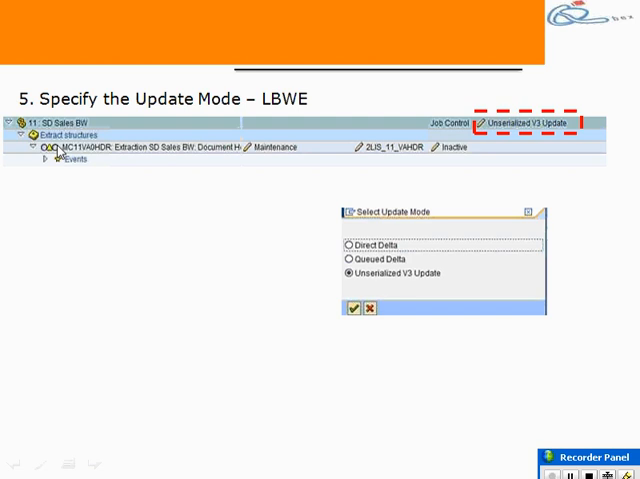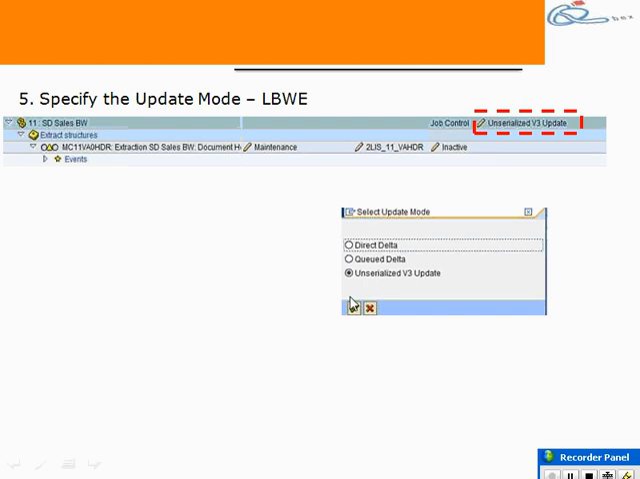Once the data source is generated, then you specify what? Update mode. Because in the same LBW code, you see a link here at the top. When you click on this link, it shows all update modes. In the latest plugin, you only see three: direct delta, queued delta, and unserialized. In the old one, we also had serialized. But depending on the record, you choose the update mode.